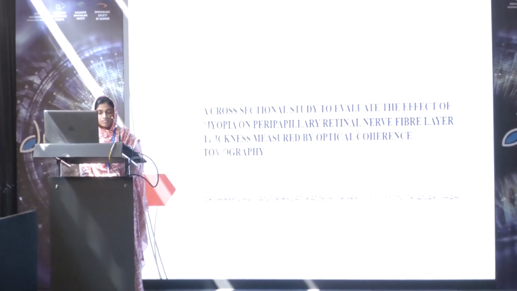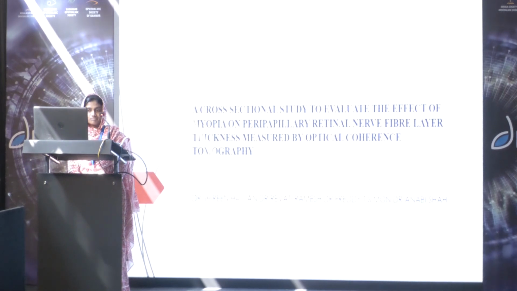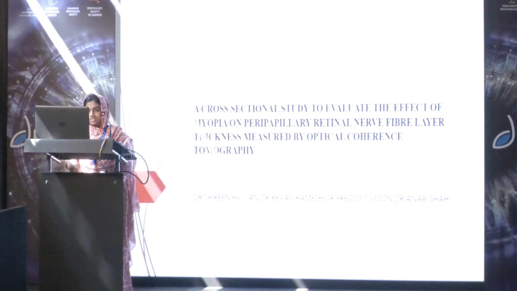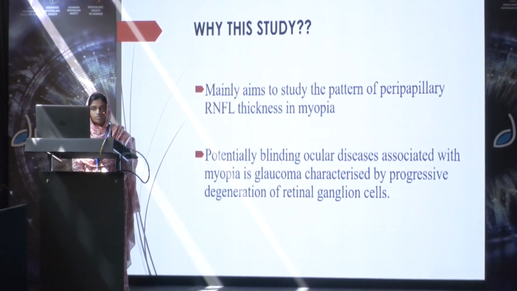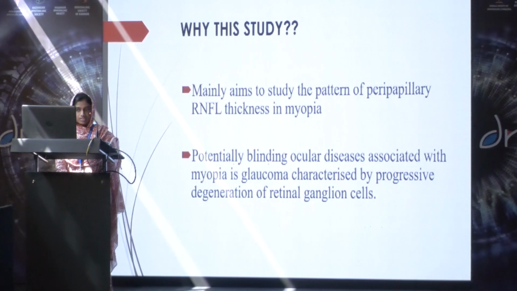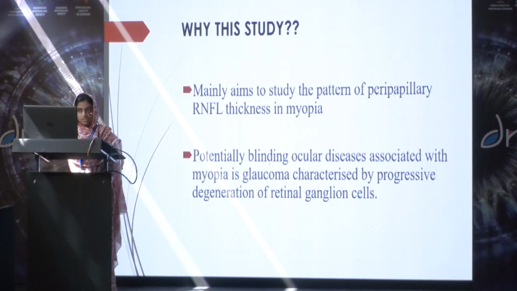Good afternoon. I'll be presenting my topic, which is a cross-sectional study to evaluate the effect of myopia on peripapillary retinal nerve fiber layer thickness, which is measured by optical coherence tomography. The main aim of my study is to study the pattern of peripapillary retinal nerve fiber layer thickness in myopia. We know that a potentially blinding ocular disease associated with myopia is glaucoma, which is characterized by progressive degeneration of the retinal ganglion cells.